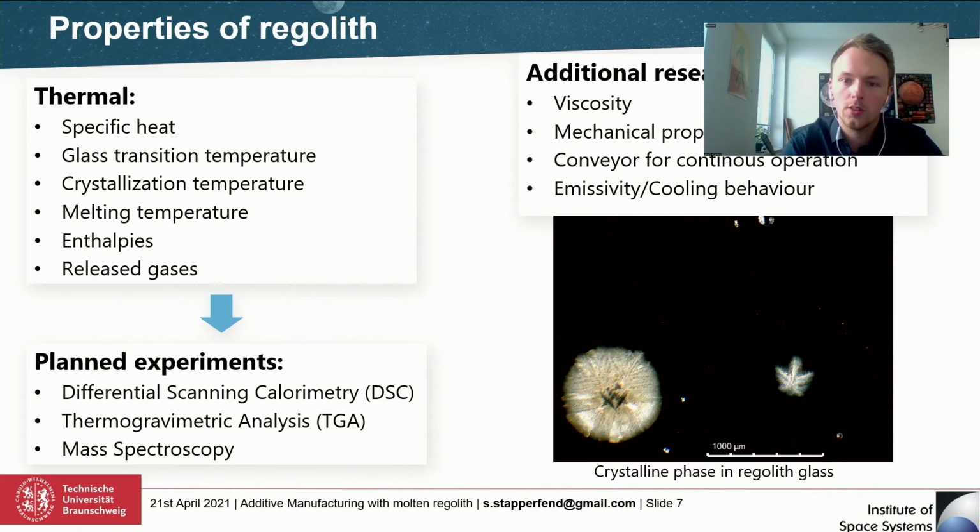And last but not least is the emissivity or cooling behavior. For example, you can see on the bottom right, while cooling, even under air, we saw some crystalline phases in the regolith glass. And it might be that the cooling behavior influences the material properties to that extent that we have to take a deeper look into that, so that we don't get glass, but maybe some glass ceramics, some compositions between crystalline and glass. And we want to see how it influences the structural behavior.